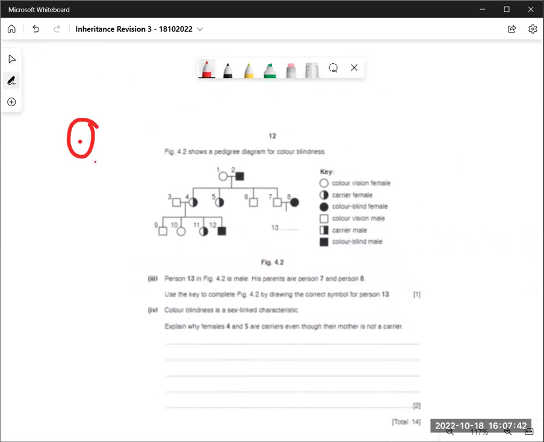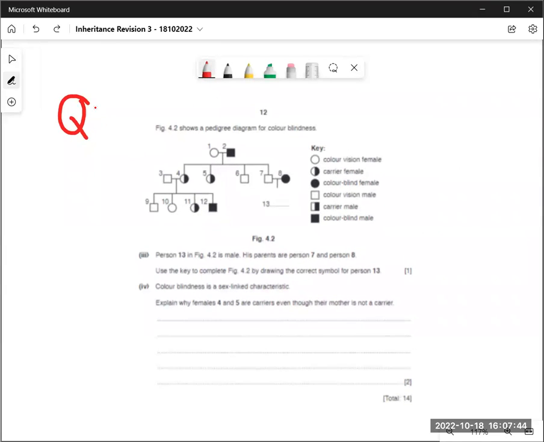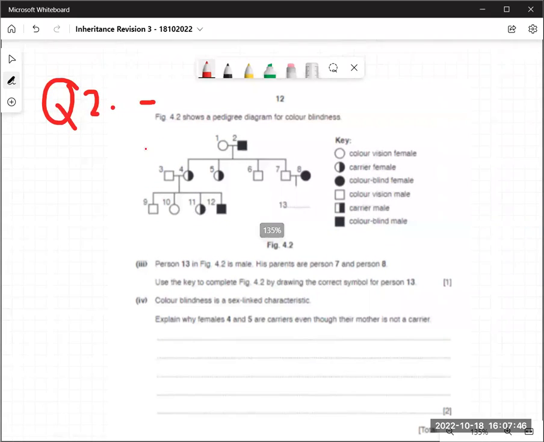So question number 2. Diana, read the question. It shows a pedigree diagram for color blindness: color vision female, color blind female, color vision male, color blind male.